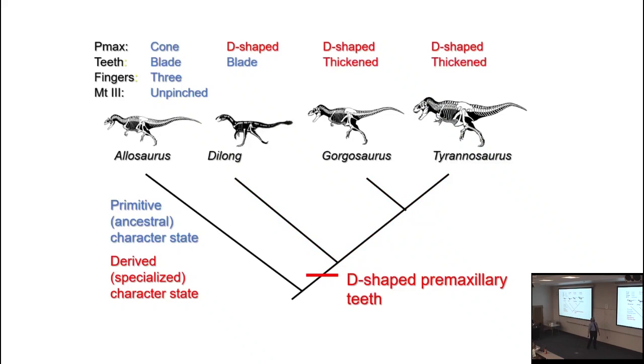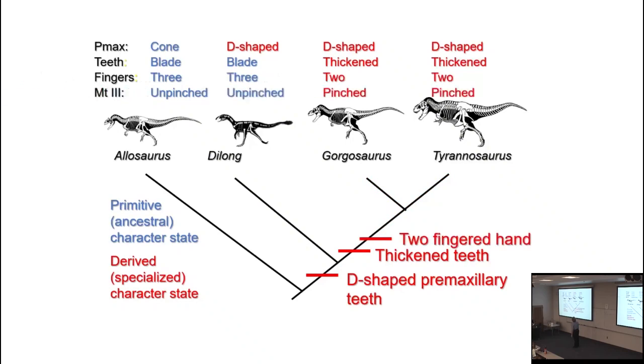We can look at the next set of traits. Since D-long lacks thickened teeth, but both Gorgosaurus and Tyrannosaurus share it, the simplest solution is that that trait evolved after the lineage going to D-long split off from the lineage going to Gorgosaurus and Tyrannosaurus, and then was passed on to all of its descendants. And it turns out these other 2 traits have precisely the same distribution. We wouldn't know necessarily the order that these 3 came in, and it doesn't matter for the analysis. It might have been 2-fingered hand showed up first, it might have been pinched metatarsal 3 showed up first, we don't know. They all occur on this branch, given this tree.